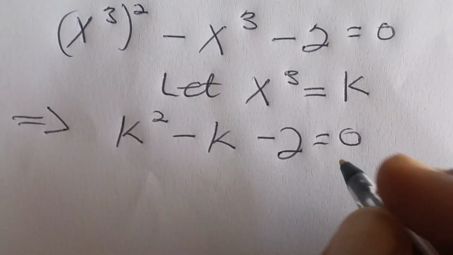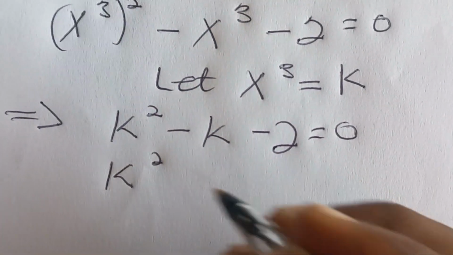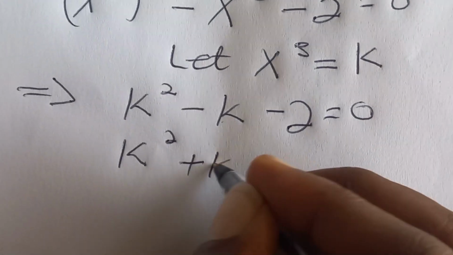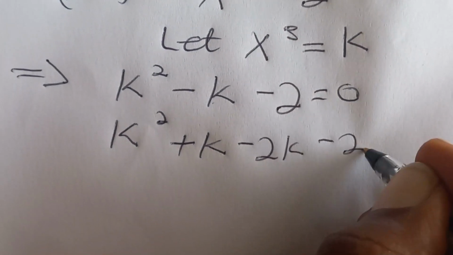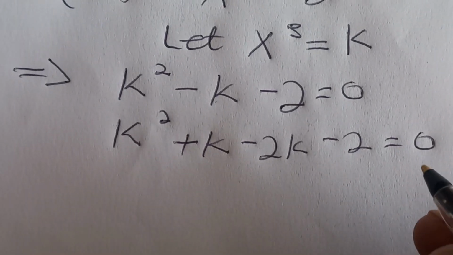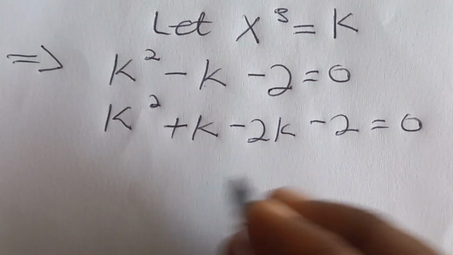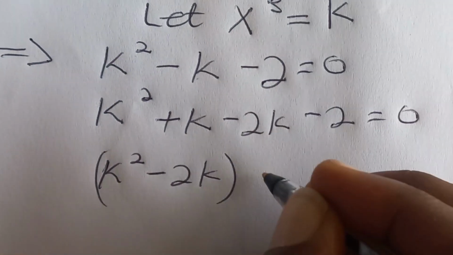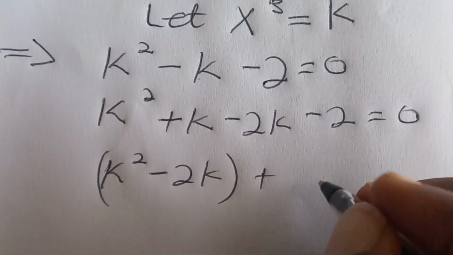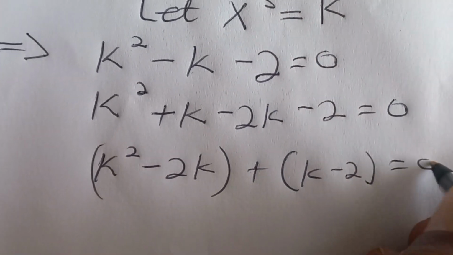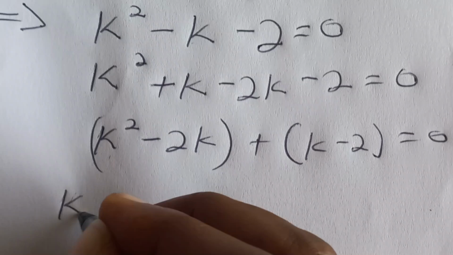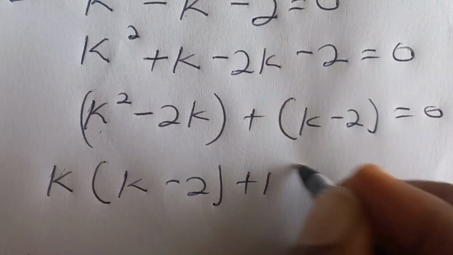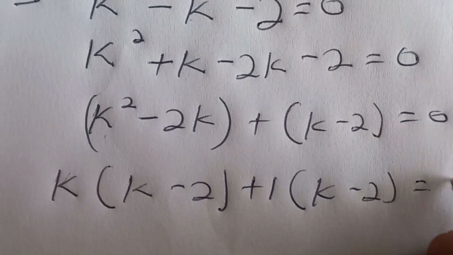Okay, so from here, we say that k squared minus k minus 2 is equal to 0. We are using the factorization method to solve this. So from here, we say that k squared minus 2k, all in brackets, plus k minus 2 is equal to 0. So from here, we can factorize k out, leaving k minus 2. And here, you can say plus 1 into bracket k minus 2 is equal to 0.